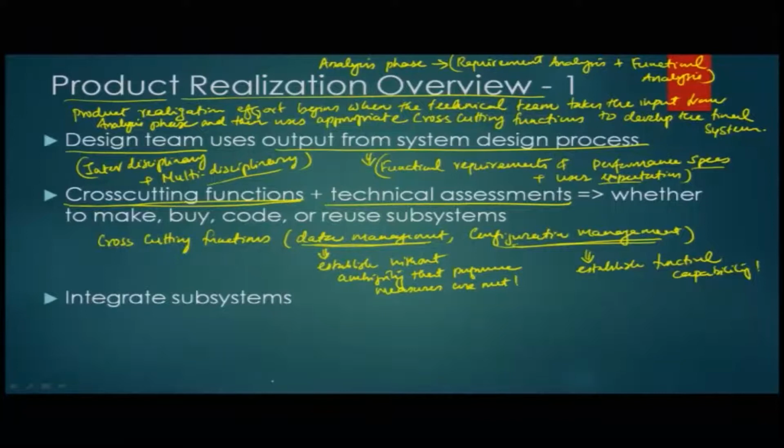You incorporate technical assessments. Why do you do that? To decide whether to make, whether to buy, whether to code or reuse the subsystem. If you say I am going to make something, then you should know whether you have the capability to make. If you say I am going to buy something, then you have to decide whether you have the money to buy it. If you say I am going to code something, then you should know whether you have the appropriate people to code this. If you say I am going to reuse a system, then you need to know whether a system like this is available for reuse and can it be refurbished. All those things need to be confirmed before getting into the realization. And then once you have that, you integrate the subsystems.